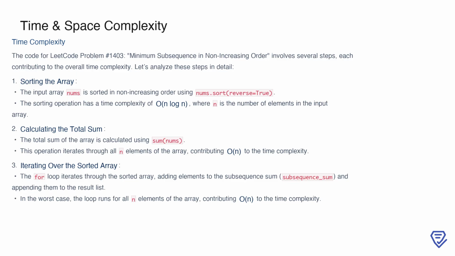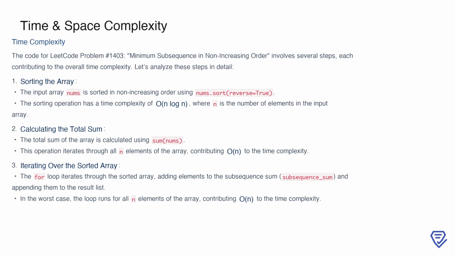First, the input array is sorted in non-increasing order using the sort function with the reverse equals true parameter. Sorting an array has a time complexity of O(n log n), where n is the number of elements in the array. This step is the most computationally expensive part of the algorithm.